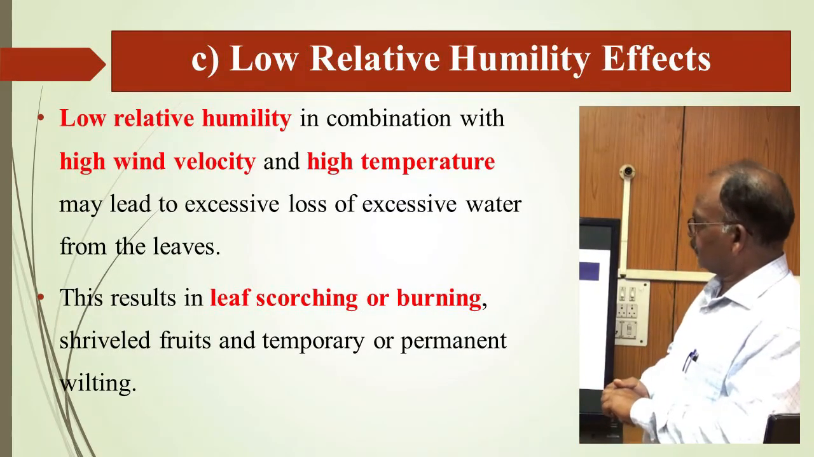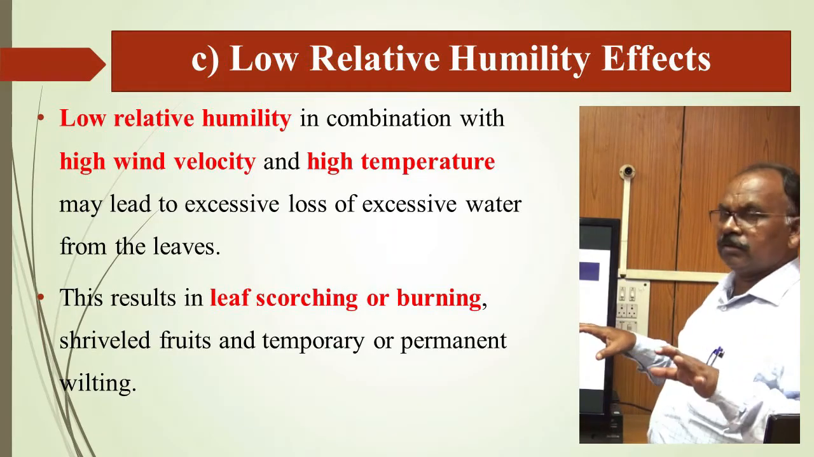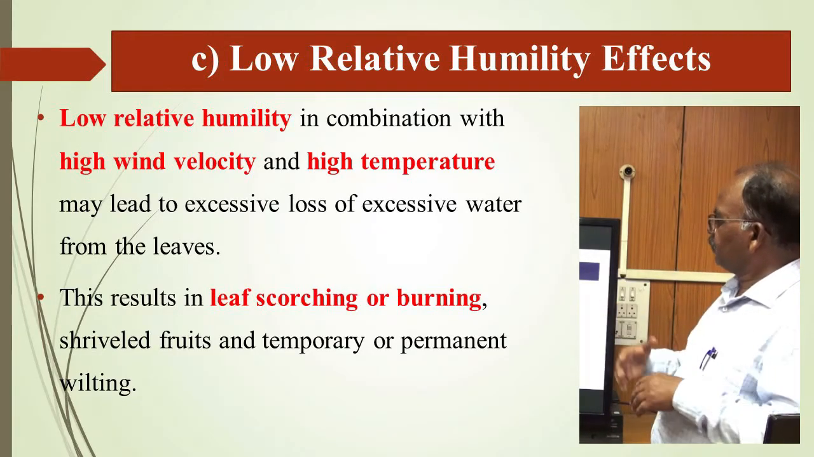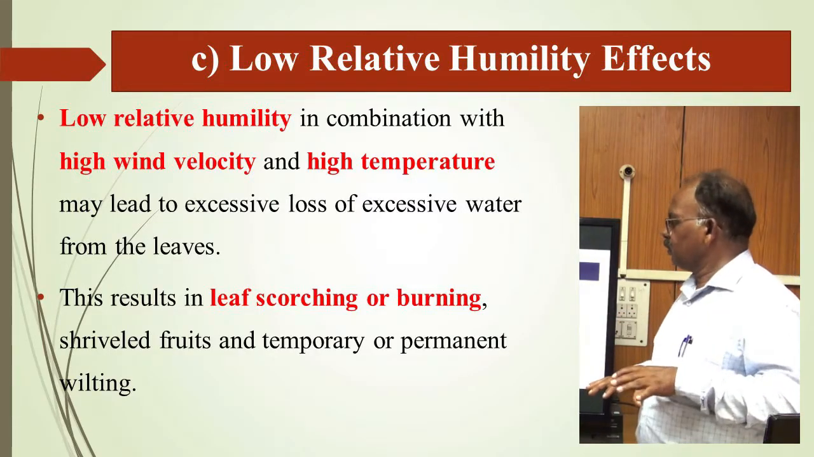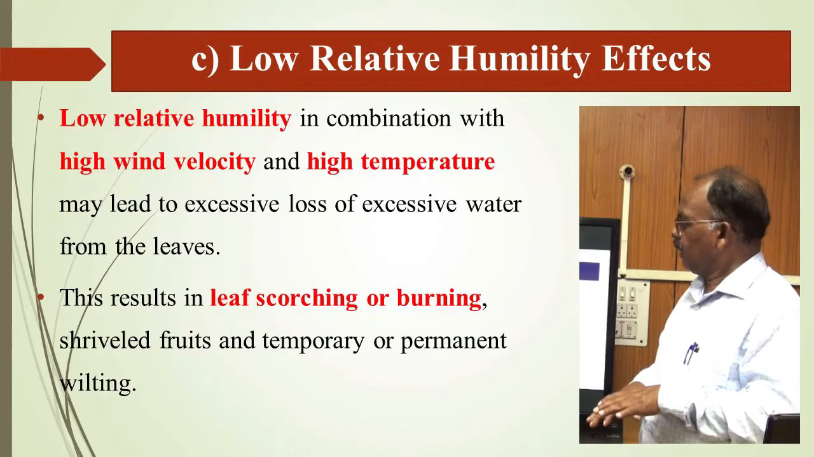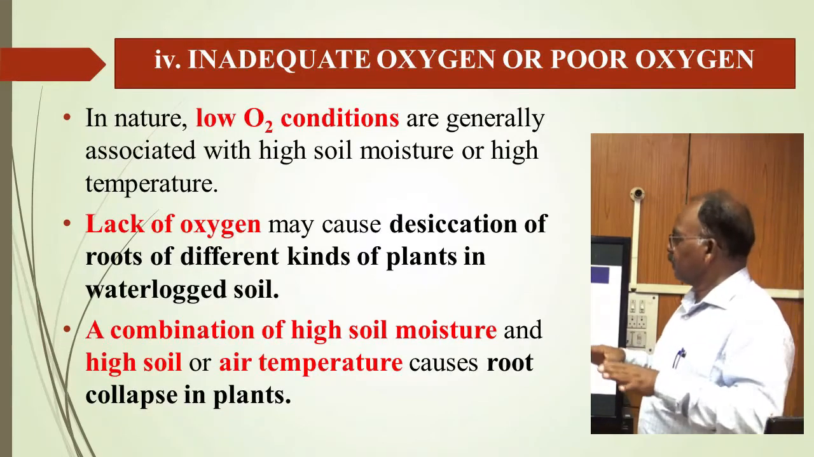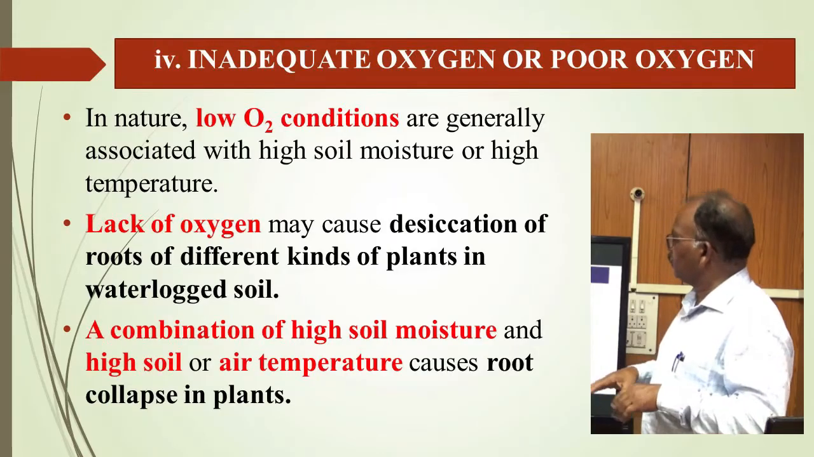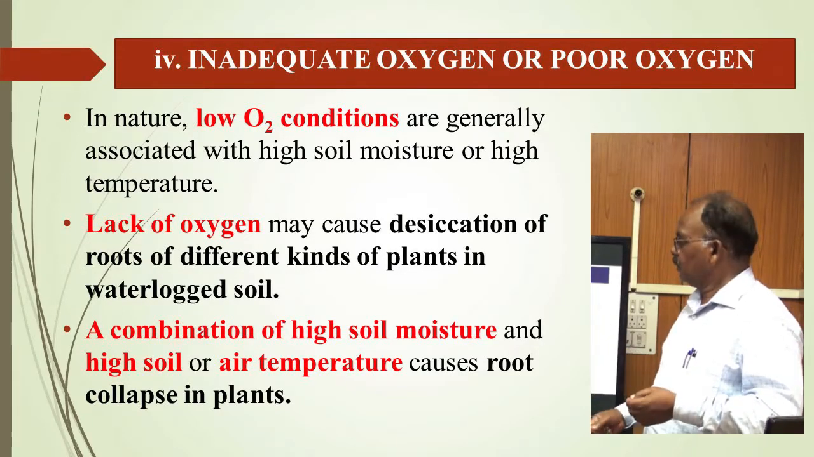Relative humidity effects. If low relative humidity is combined with high wind velocity and high temperature, this leads to excessive loss of water from the leaves, and this results in leaf scorching or burning. In nature, poor oxygen is generally associated with high soil moisture or high temperature.